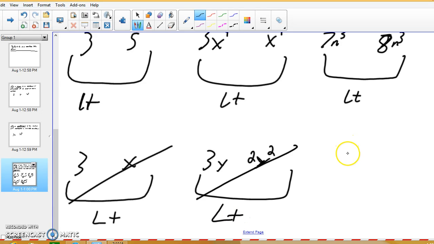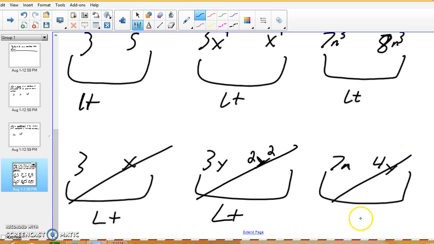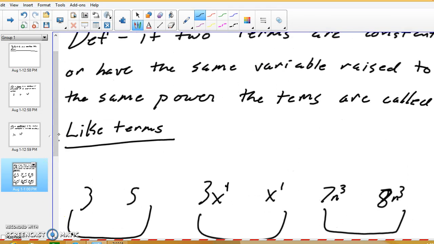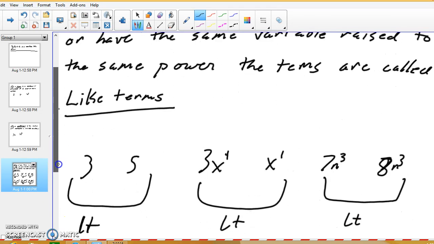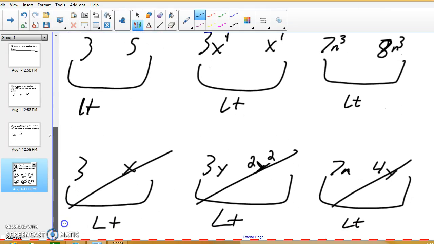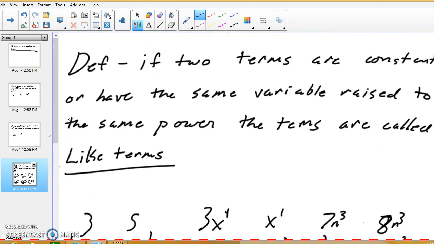Another example would be 7n and 4y. These are obviously not like terms because they have different variables altogether. So these are examples of like terms, and these are examples of non-like terms. Again, you just have to remember it's two terms that are either both constants or have the same variable raised to the same power.